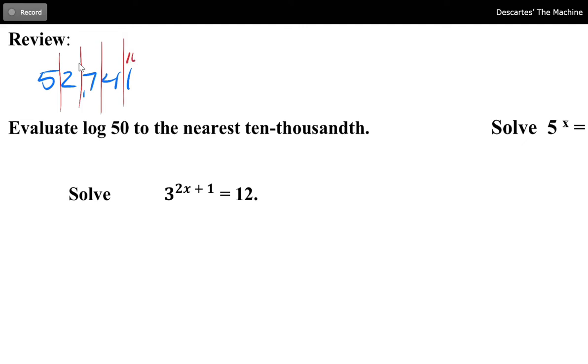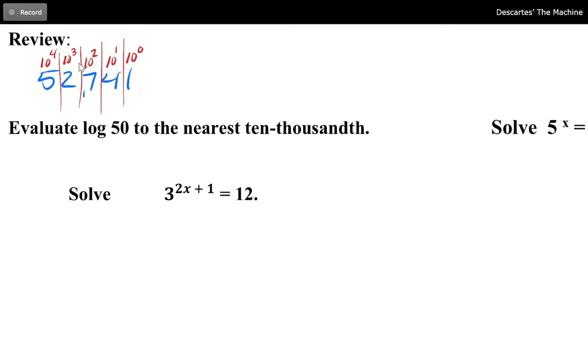This would be 10 to the 0. This would be 10 to the first. This would be 10 to the second, right? Because this is 700s and 10 squared is 100. This would be 10 cubed, and this would be then 10 to the fourth, and we could go on and so forth like that. So we use a base 10 number system.